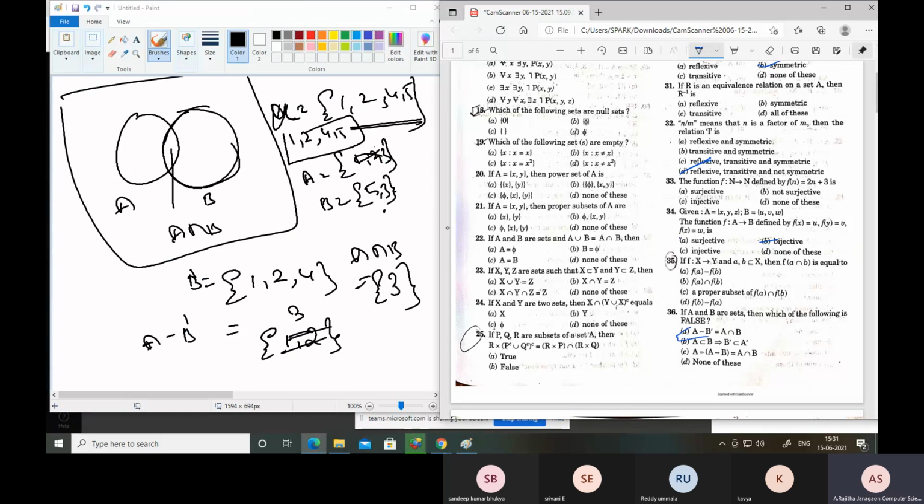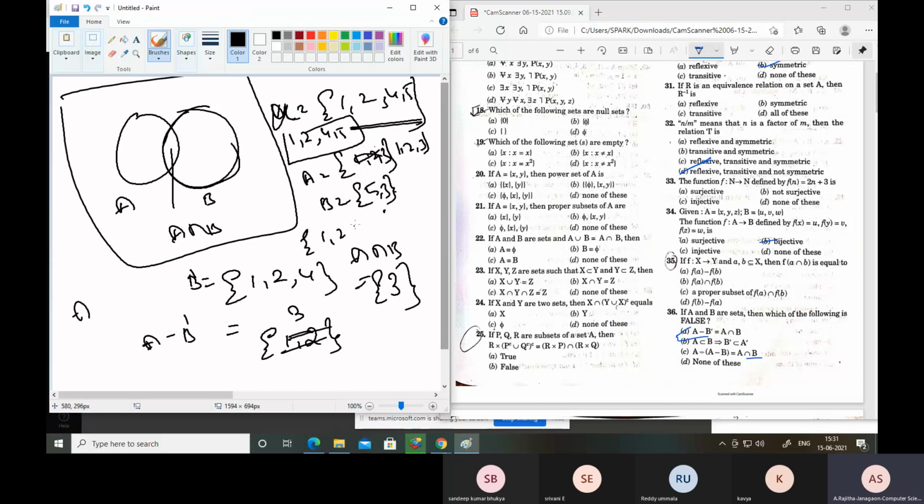So now this one is A minus of A minus B. So A minus B is nothing but, this is also equal to A intersection B. So A minus of A intersection B. Suppose I'm taking here 1, 2, 3. So in this case, A minus B, here the element is in A but not in B. That means only 1 and 2. This is A minus B.